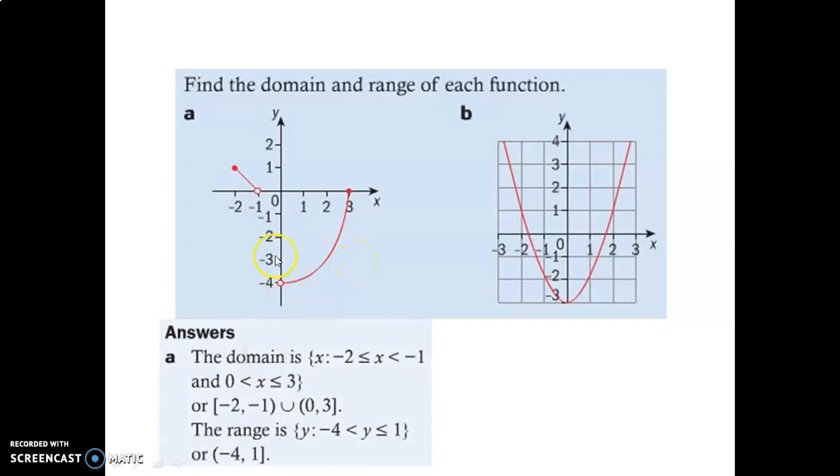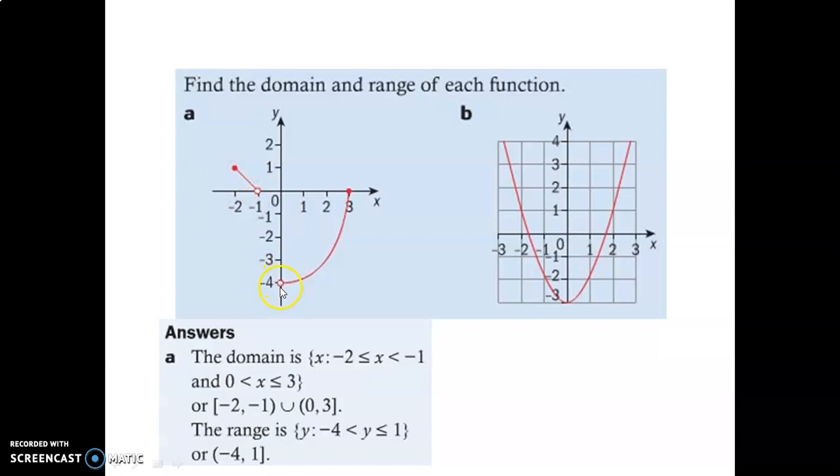Okay, so the domain here is x values from -2 all the way to 3. Wait, is that right? Yeah, -2 to -1, and then there's like a break, and then it begins at 0 and goes to 3, right? The x values again begin at 0 to 3. And you can see it says -2 up to -1, not including -1 because there's a hole there, but including -2 because it's shaded here.